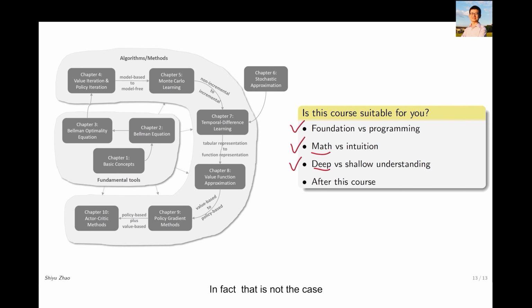In fact, that is not the case. Approaching from a mathematical perspective, I believe, is the most efficient way to learn. Also, the mathematical concepts will be introduced gradually, with step-by-step guidance. Numerous examples will be provided to help build intuitive understanding.